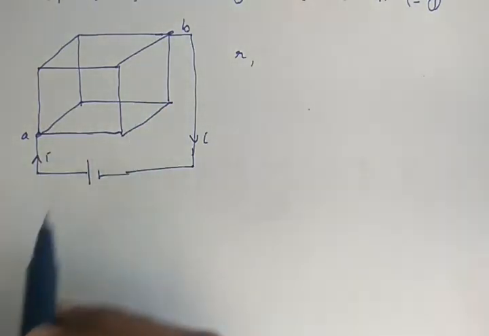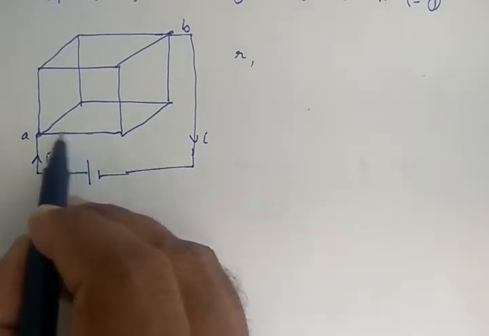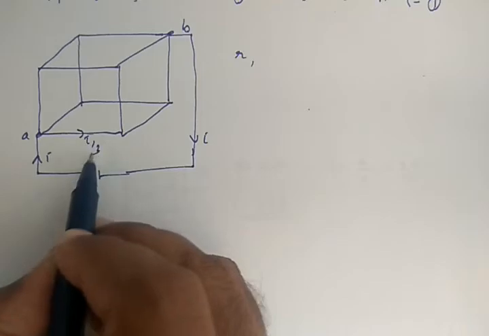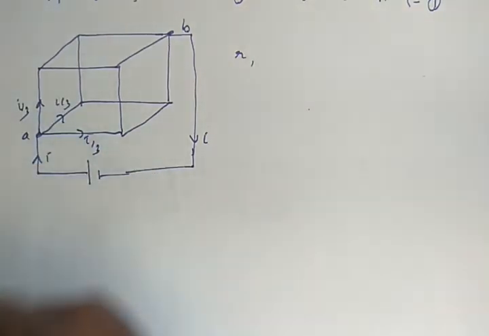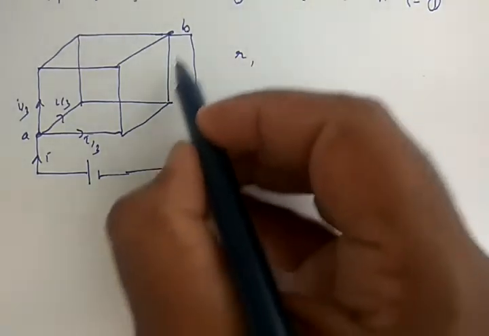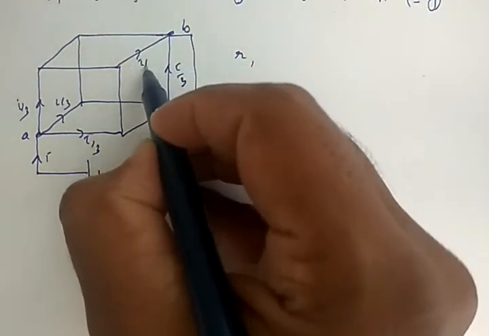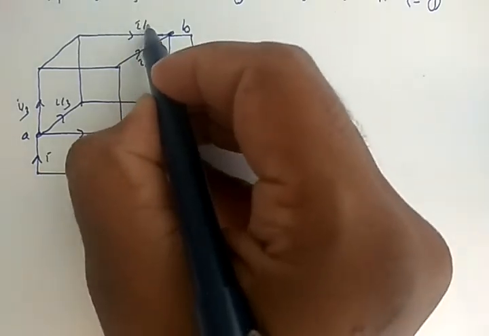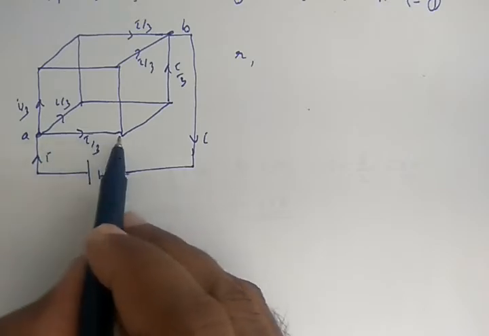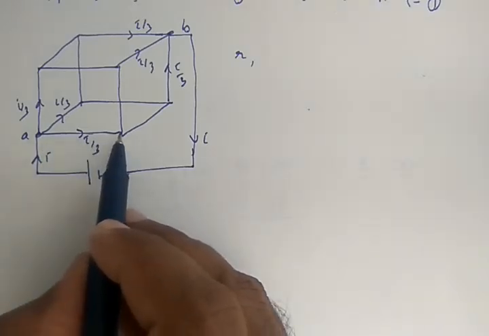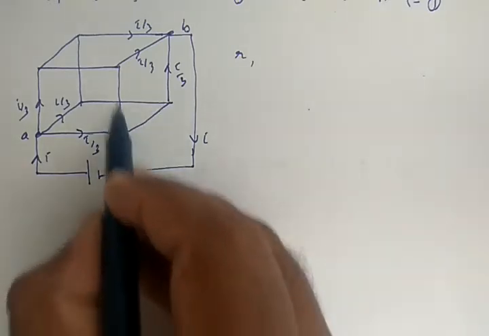So when the lines are similar, if I is the current going here, then exactly I by 3 will go through this line, I by 3 through this line, and I by 3 through this line. Similarly, when it is receiving here, I by 3 comes from here, I by 3 from here, and I by 3 from here. Now look at this I by 3, and it is meeting a junction here. Once again there are 2 connections here.